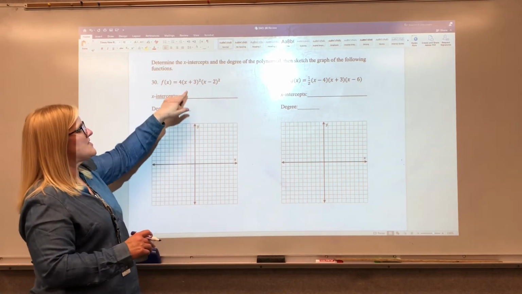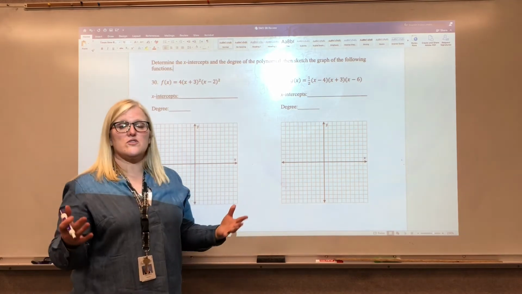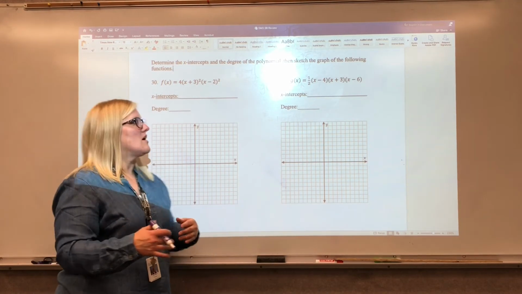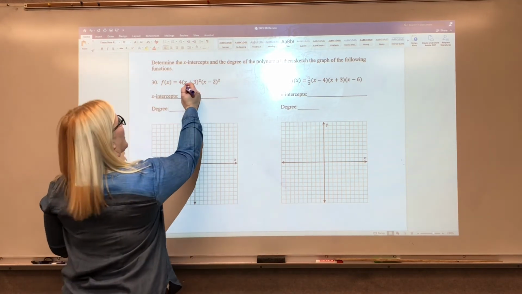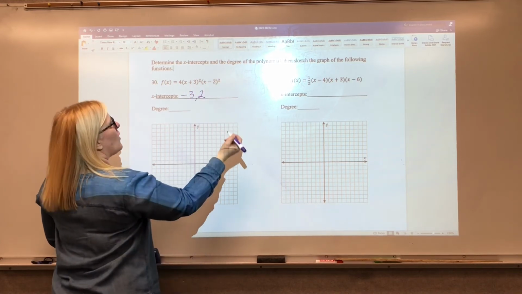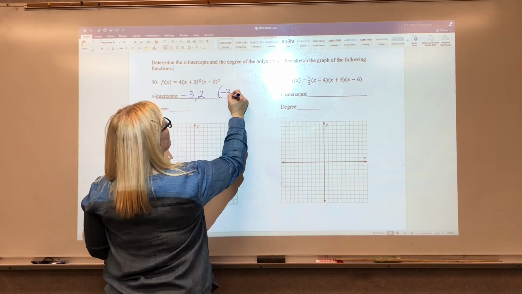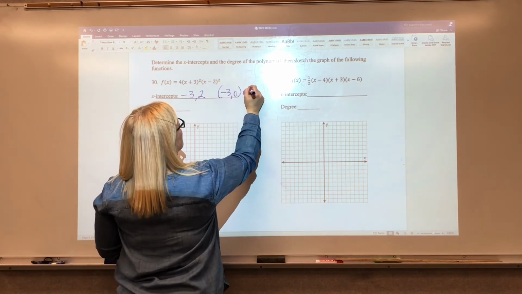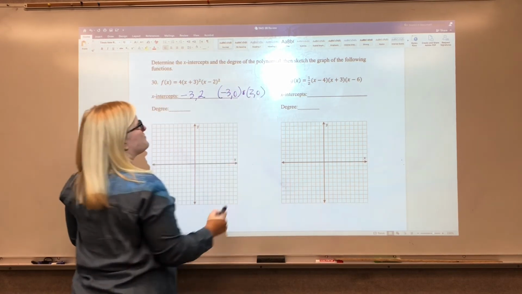All right, so x-intercepts. Hopefully those are pretty easy. X-intercepts are also the solutions, also the roots. Okay, so x-intercepts, we have negative 3 and 2. And if you want to write them like this, negative 3, 0, and 2, 0, that's fine too.